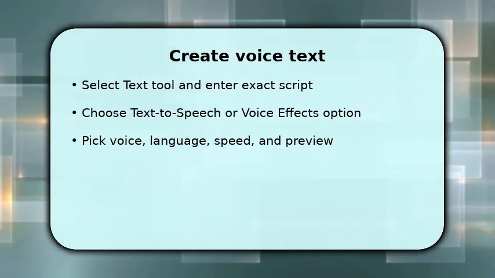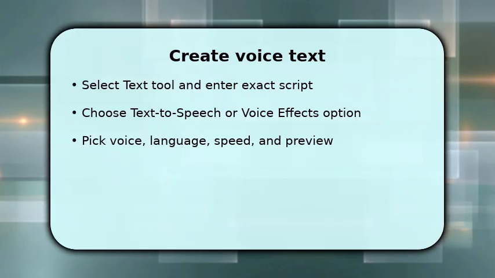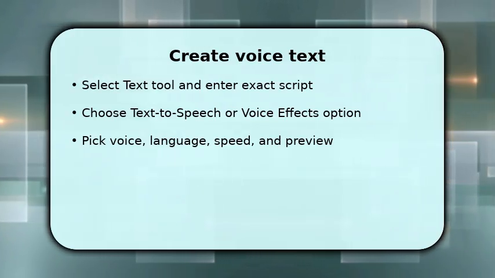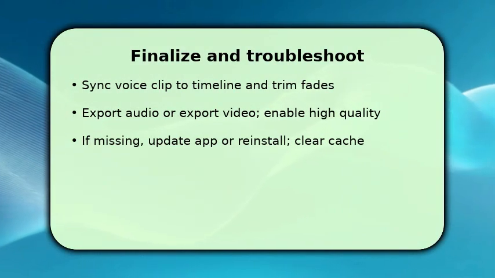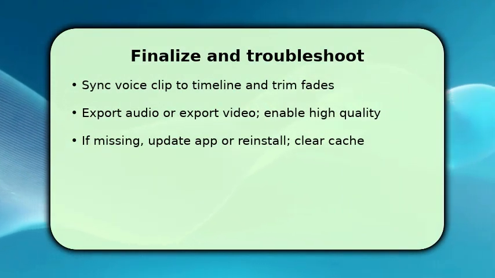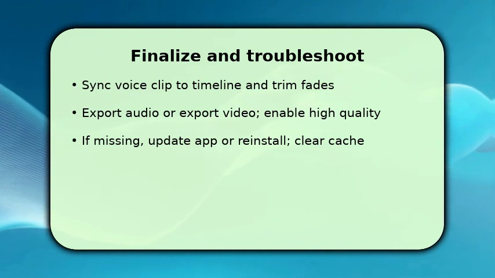If you need multiple lines, generate separate clips for timing control. This step creates the audio asset that syncs with your visuals. You finish by trimming and aligning the generated voice clip to match cuts and on-screen captions. Use fades to smooth edges.